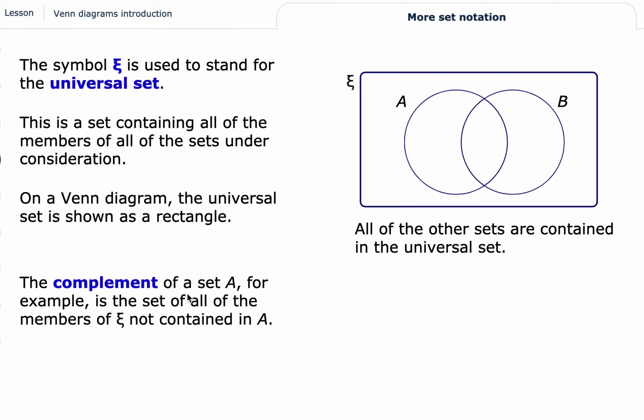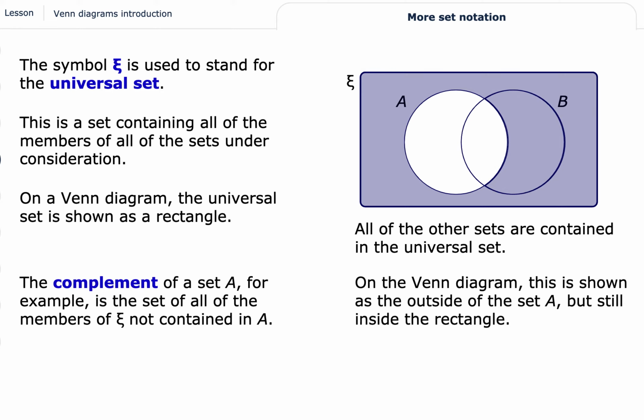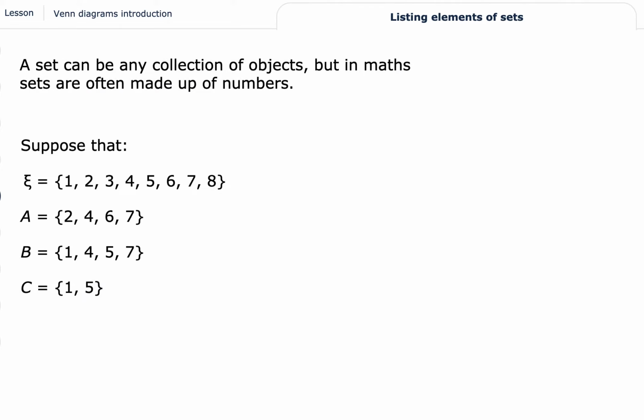A complement of a set A, for example, is a set of all the members not contained in A. So if we have A prime, like I said, not A, we call it complement. It's not in A, it's outside A, but still in the rectangle area. It is shown as outside set A, but still inside the rectangle, still in the story. So this is the complement of A. We write it as A prime.